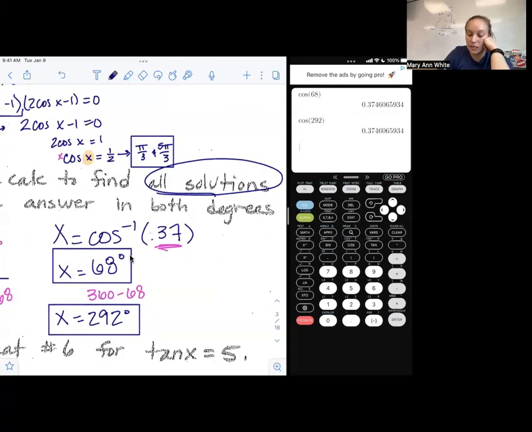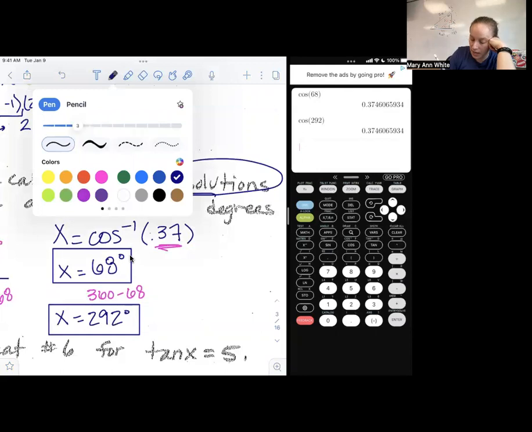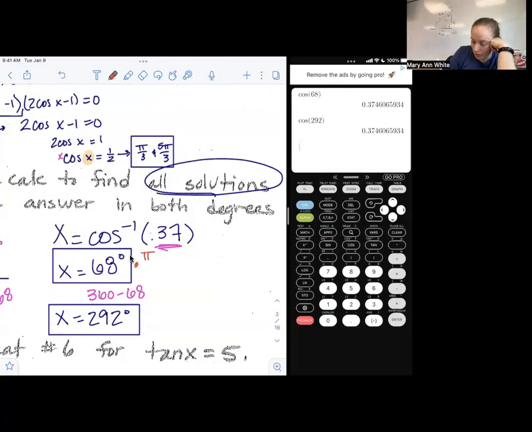Now, if we want to find radians, it's super simple. We're just going to multiply by pi over 180. And I'm going to just do that in the calculator. So 68 times pi, and then divided by 180. So that is 1.9 radians.